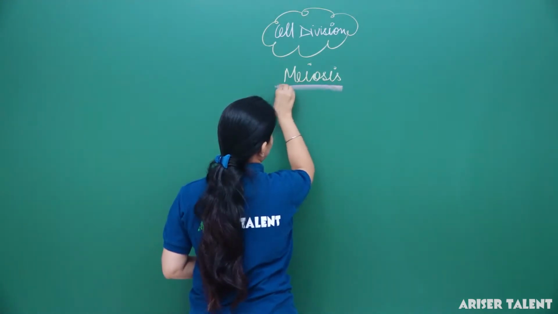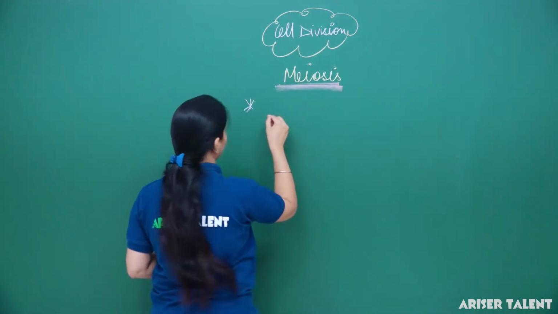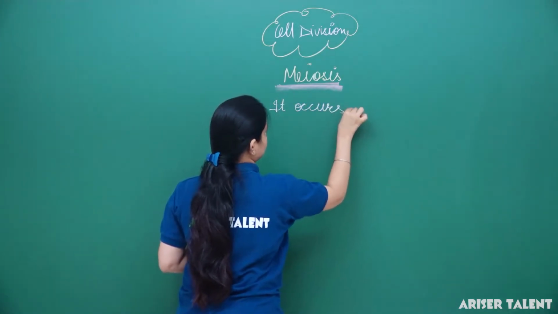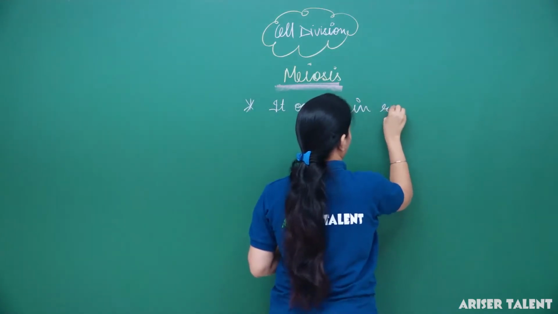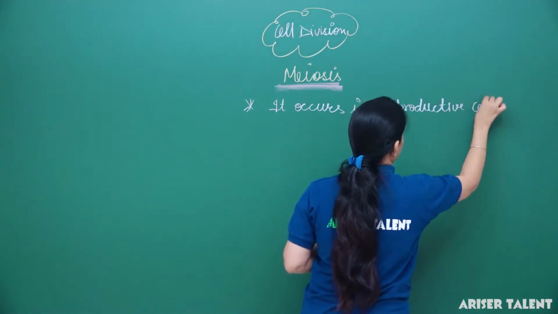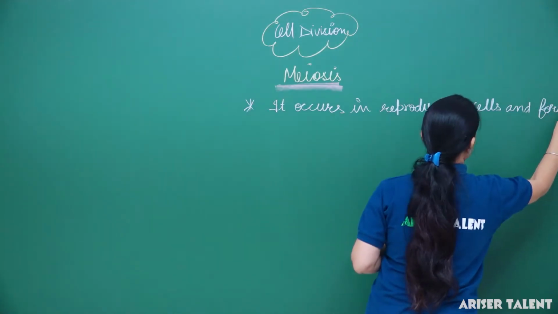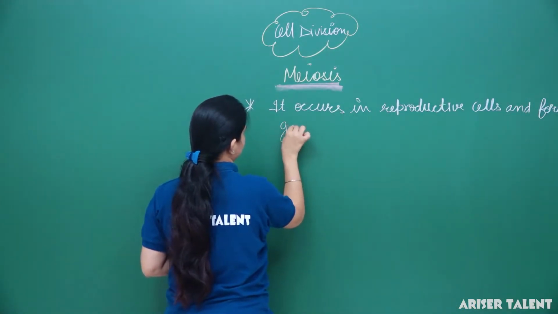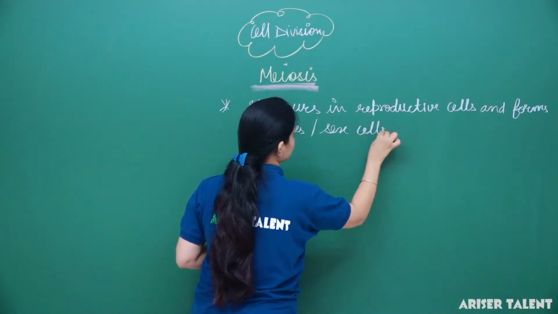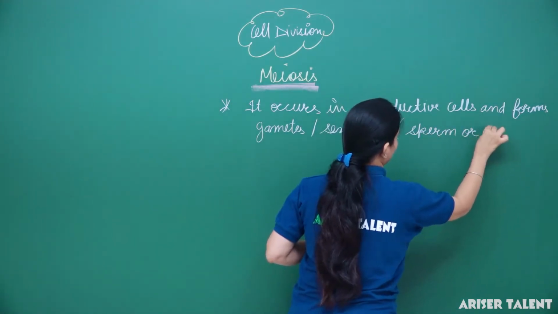So our topic of discussion is meiosis. Generally, meiosis occurs in reproductive cells and produces gametes, or you can say sex cells. And what are they? Sperm or ova. Clear?